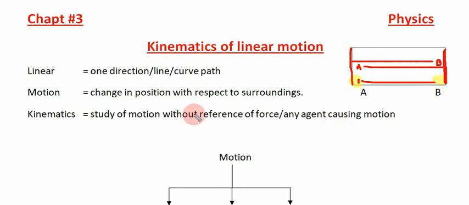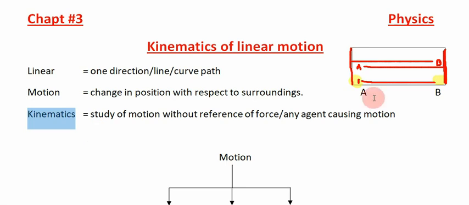Next one is kinematics. Kinematics is basically a branch of physics that is the study of motion of objects without any reference to force or any agent causing the motion. It means that kinematics is simply the study of the motion of anything. Anything which is moving, we study its motion.